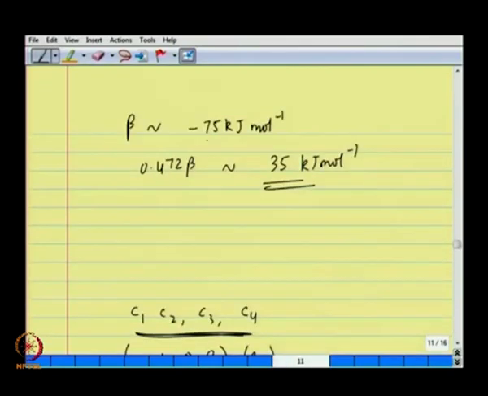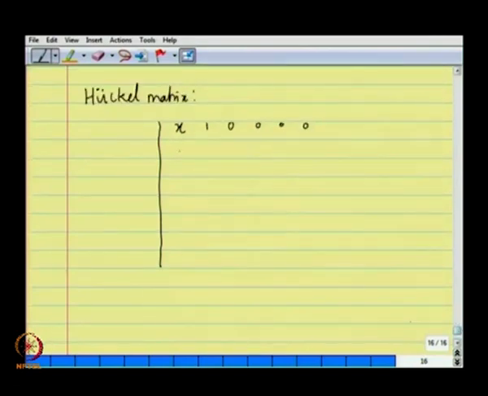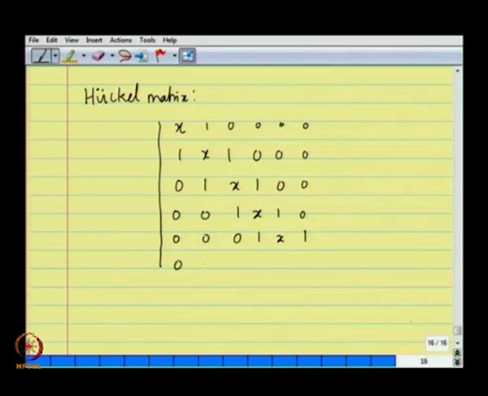It is x 1 0 0 0 0, 1 x 1 0 0 0 0 1 x 1 0 0 0 0 1 x 1 0 0 0 0 1 x. All these matrices are tridiagonal.